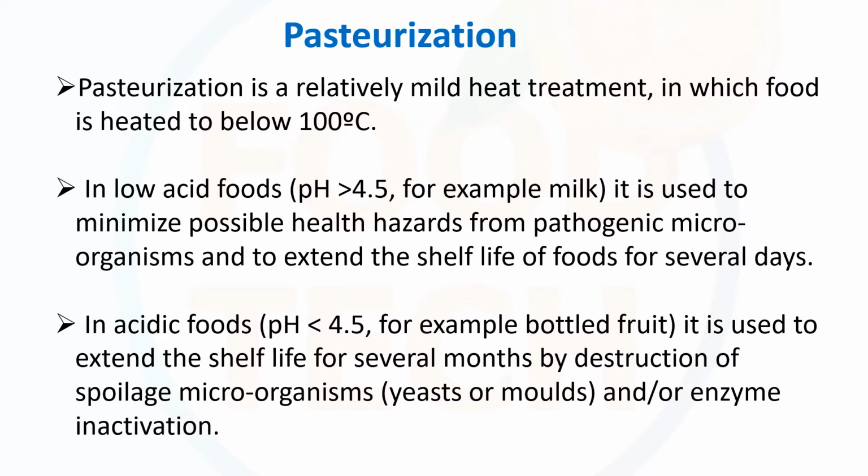Low acid food like milk, whose pH is between 6.7 and 6.9. It is used to minimize the possibility of health hazards from pathogenic organisms, and to extend the shelf life of food for several days. Acid foods like fruit, with pH below 4.5, are pasteurized to extend the shelf life for several months and to destroy spoilage microorganisms like yeast and mold, and for enzyme inactivation.